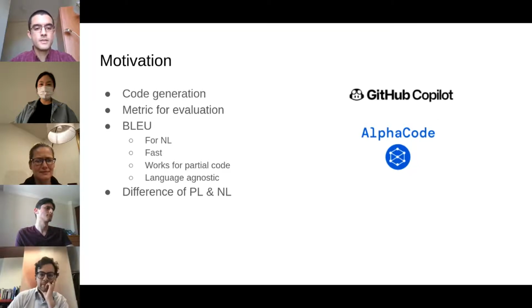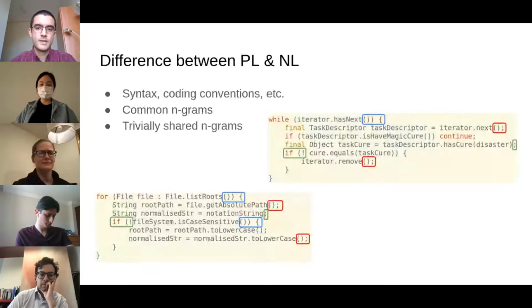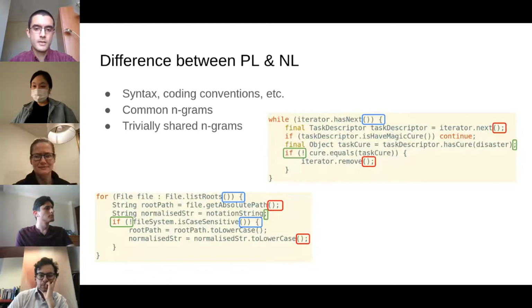But there are some differences between programming languages and natural language, and I've shown one of these differences in these two examples. These are two pieces of Java code that aren't related to each other semantically, but as you can see, there are quite a few n-grams shared between them. These shared n-grams cause a higher BLEU score than the relatedness of the programs' meaning warrants.